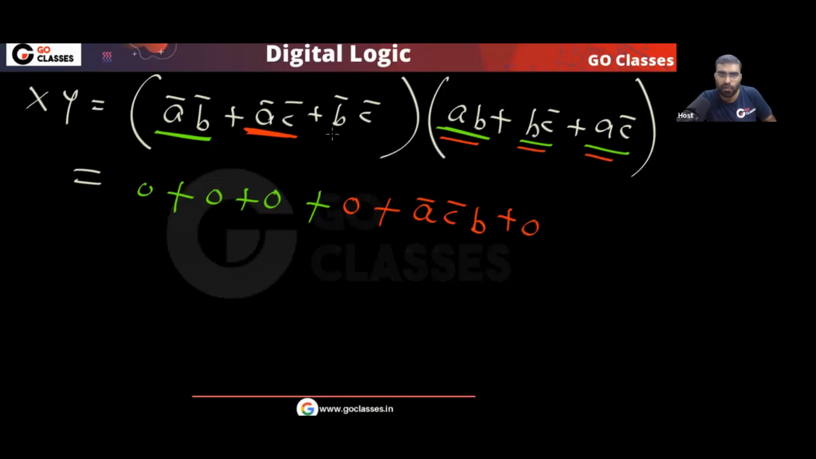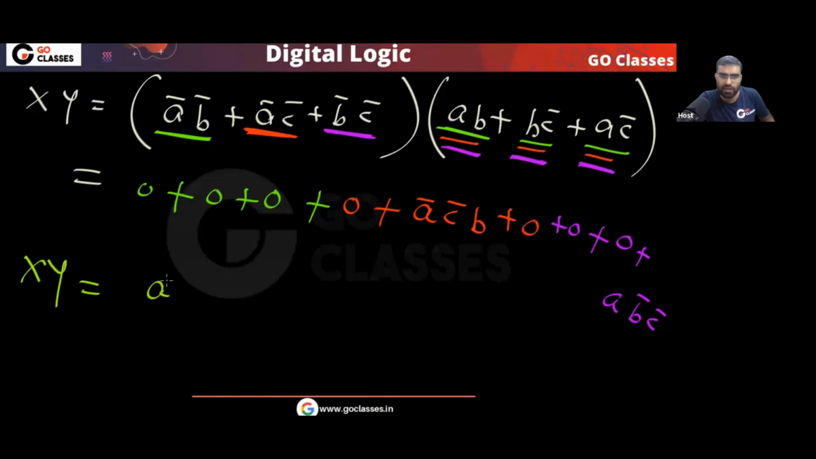Now, finally, if you multiply this with this, you will get 0. If you multiply this with this, you will get 0. If you multiply this with this, you are going to get a b bar c bar. Is this clear? So finally, what is xy? Xy is a bar c bar b, or a b bar c bar. This is your xy.